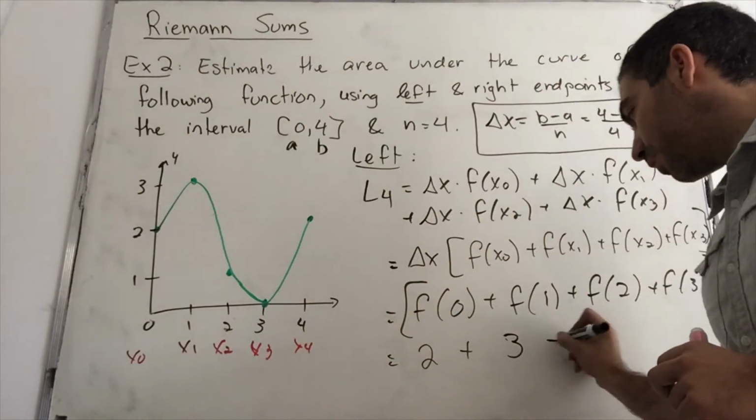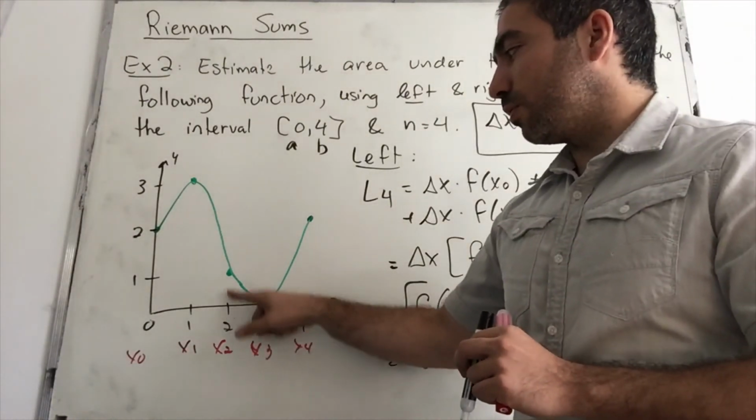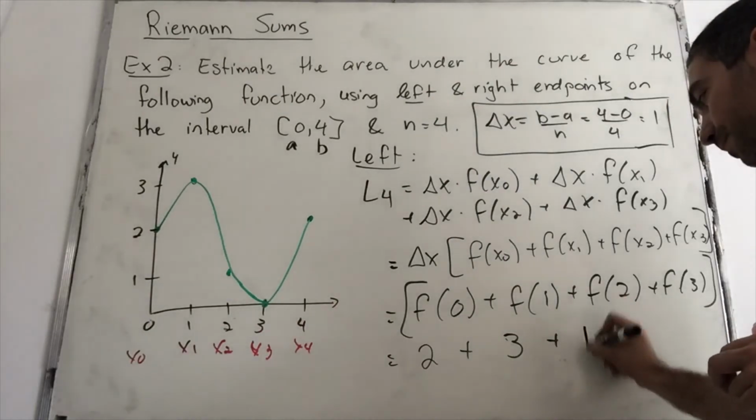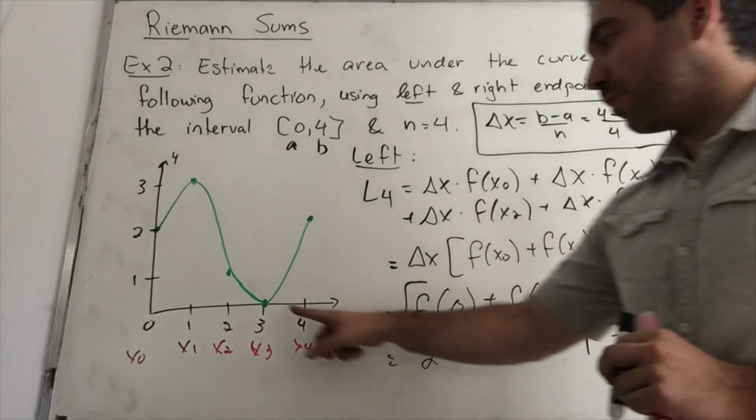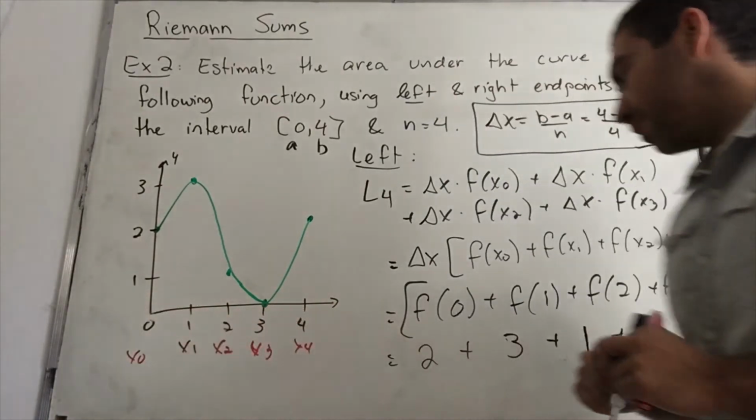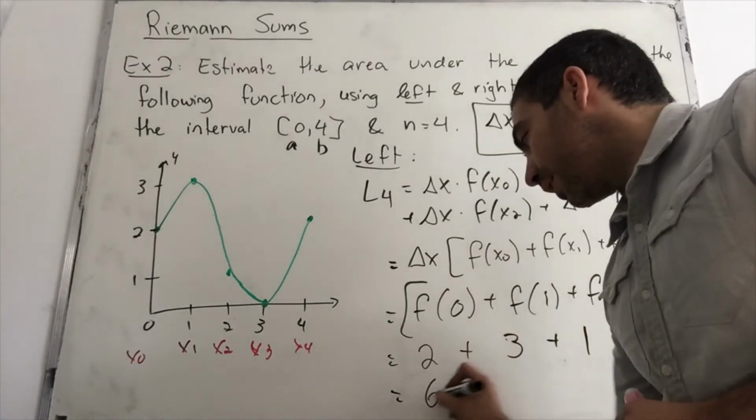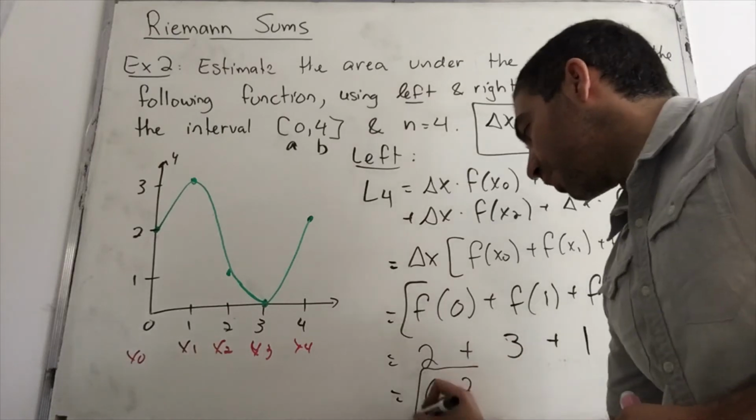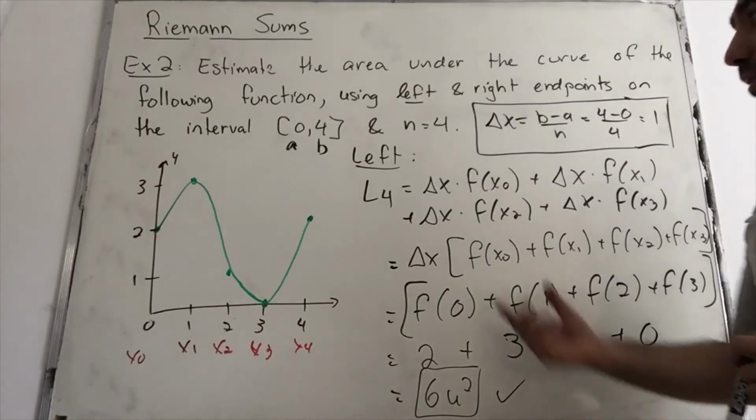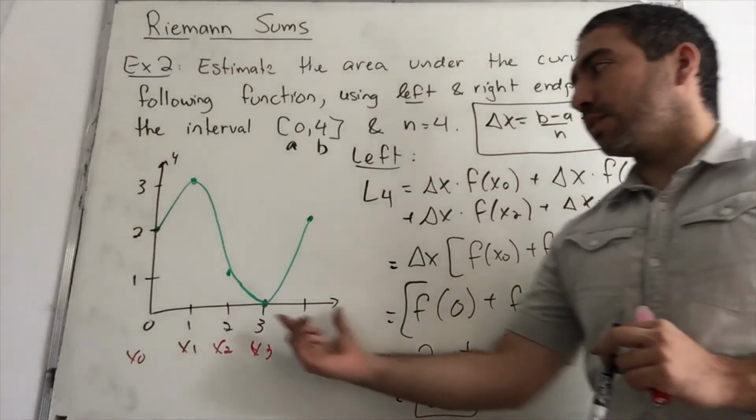So plus 3. When do we hit 2? When x is 2, what's our y value? It's 1. Plus f of 3, when x is 3, our y value is 0. So this is 2 plus 3 plus 1, which gives us an answer of 6 units squared. So the approximation, the left approximation, is an answer of 6 units squared.